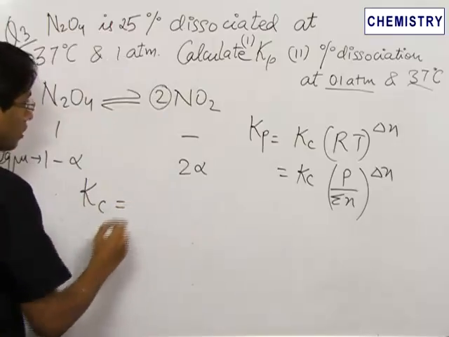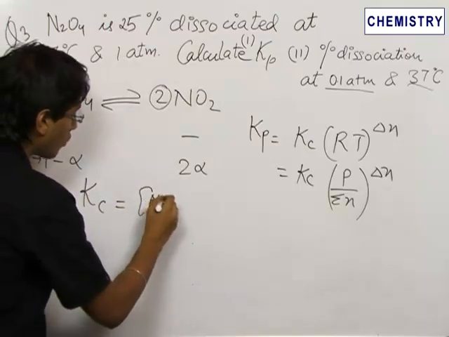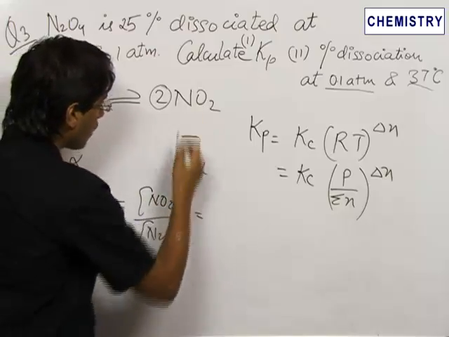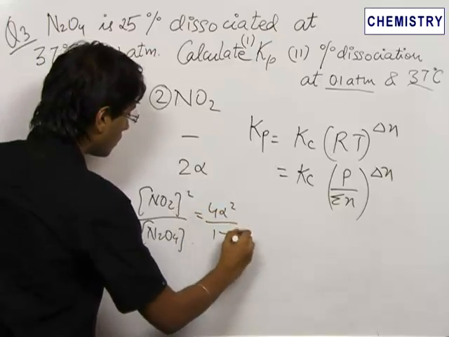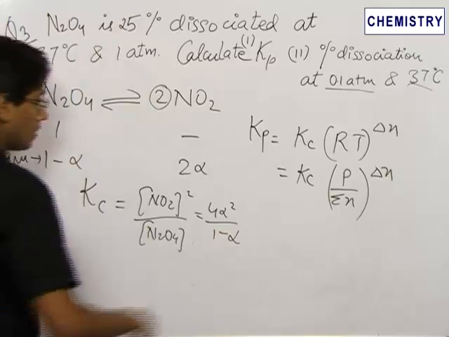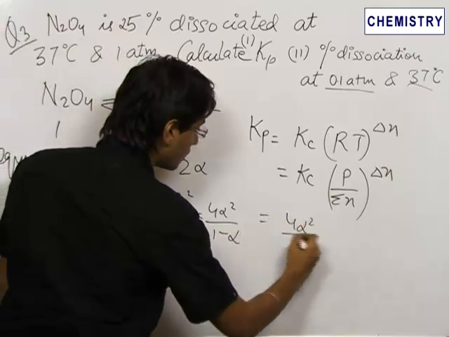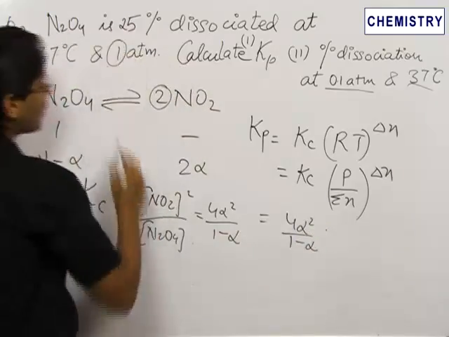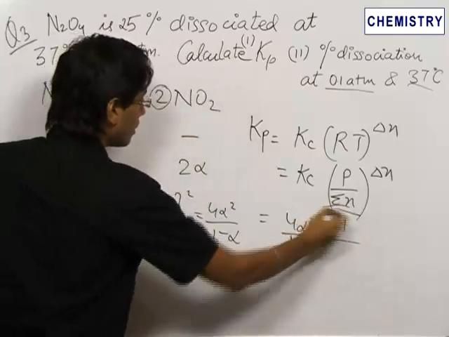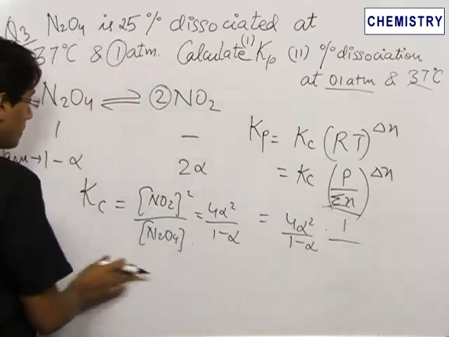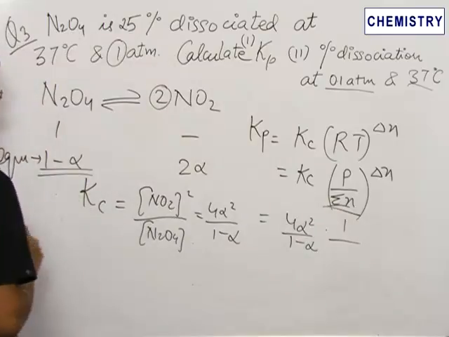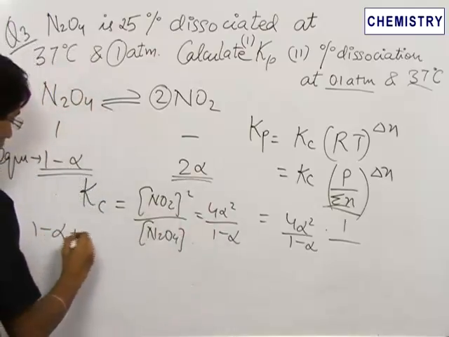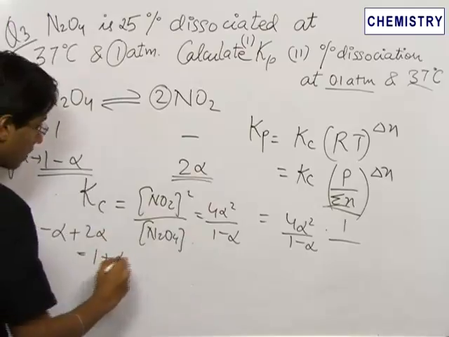And we can say Kc is equal to concentration of NO2 whole square upon the concentration of N2O4, which is equal to 2 alpha whole square, that is 4 alpha square upon 1 minus alpha. So this can be written as 4 alpha square upon 1 minus alpha into pressure, which is given to be equal to 1 atmosphere, so 1 upon total number of moles at equilibrium. At equilibrium, number of moles of N2O4 is 1 minus alpha, NO2 is 2 alpha. So total number of moles is 1 minus alpha plus 2 alpha, that is 1 plus alpha.